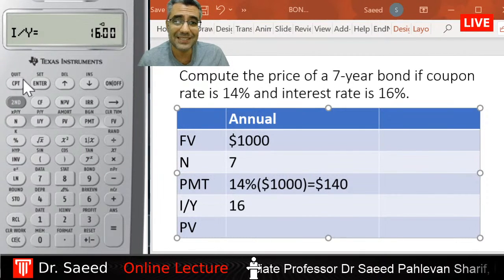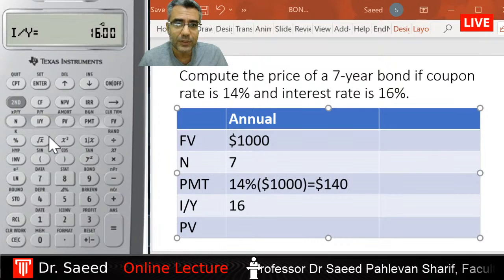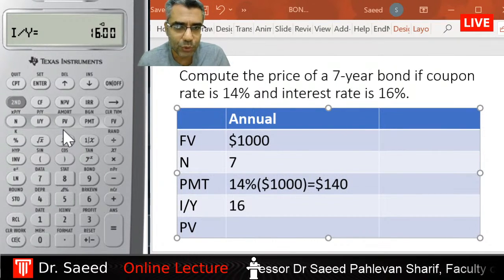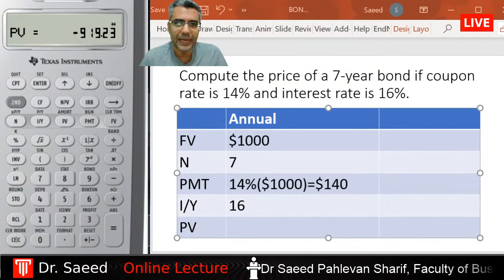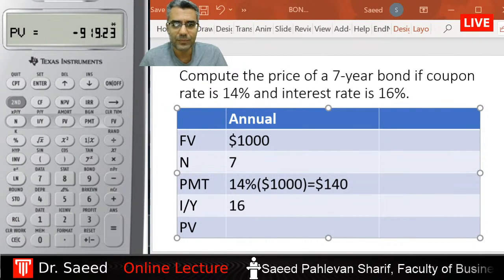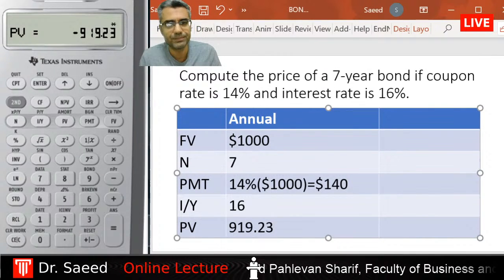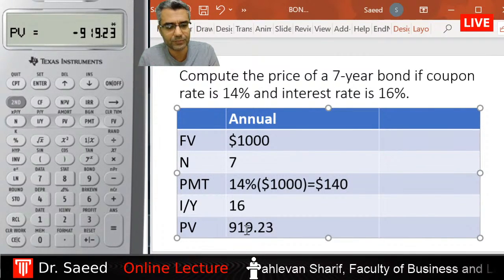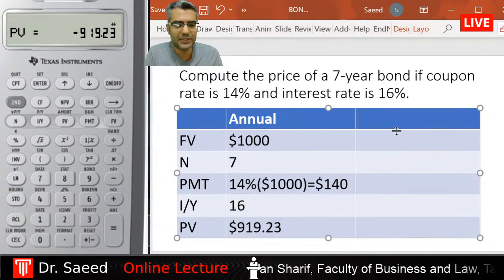Now press CPT, which means compute. Compute what? Compute present value, and present value is here. And this is the price. So it's 919.23. This is the price. That's all. Now, what if it's semi-annual?